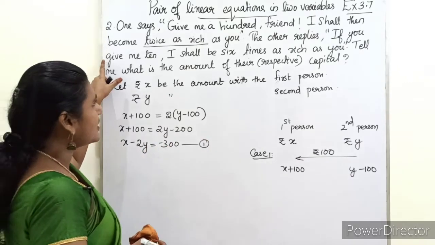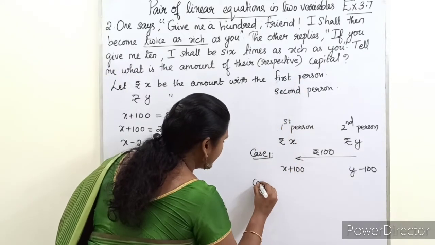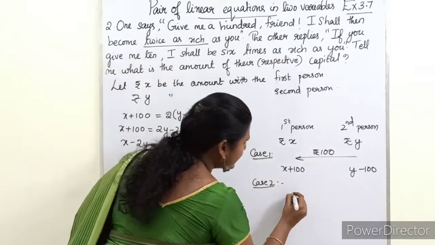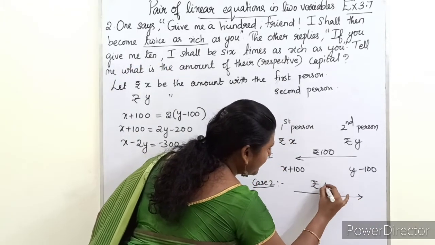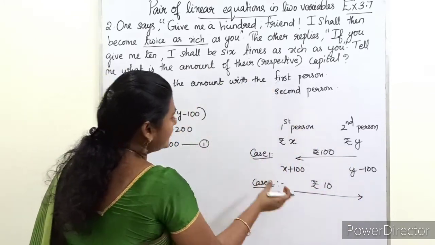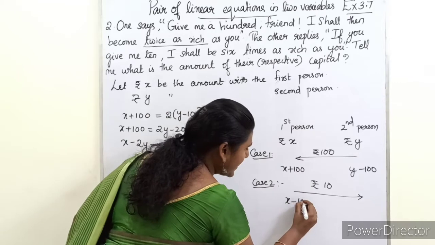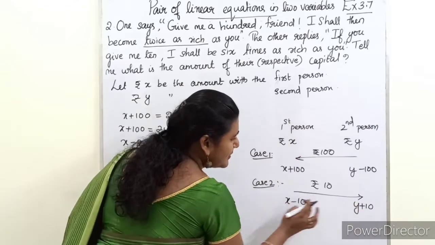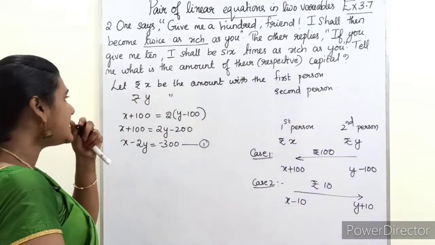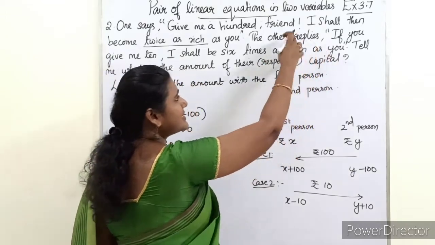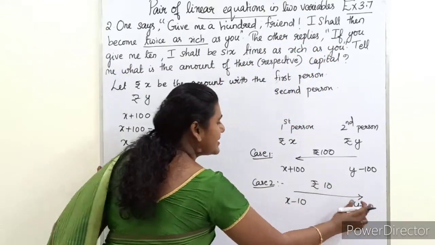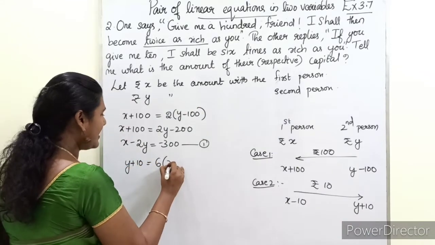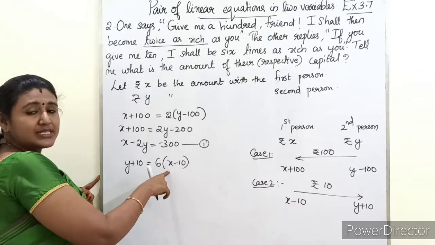Now we will continue with the question. So case 2. The other replies, that is the second person replies, if you give me 10 rupees. So if the first person is giving 10 rupees to the second person, what is the amount the first person will have? x minus 10, and the second person will have y plus 10. Now what is the relation between these two amounts? I will be 6 times as rich as you. Who is telling this? The second person. So the second person's amount, that is y plus 10, will be 6 times the amount with the first person. So this is our second equation.